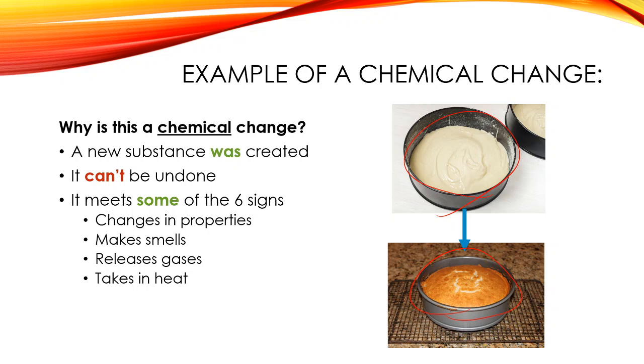It usually creates smells when you are baking a cake. If you've ever been near a cake that's baking, it releases gases, and that's how cake becomes kind of spongy and has all those little air pockets in it. And it takes heat to cause this chemical change to happen.